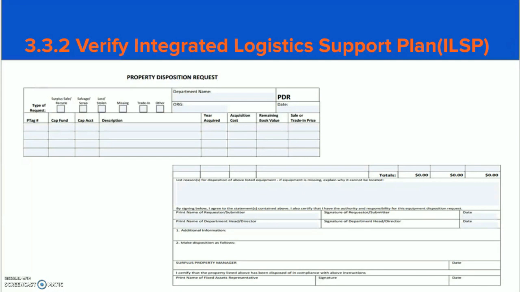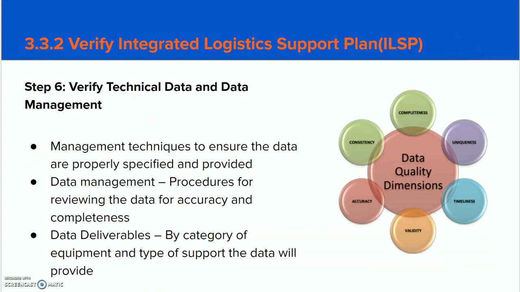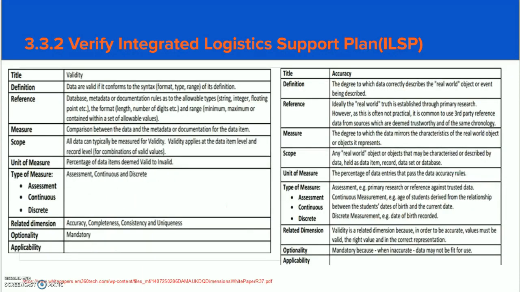The person responsible for filling it out will need to include information such as equipment or part tag number, description, person requesting the removal, person who authorized it, and the process of the disposition of this equipment or material. Step 6. Verify technical data and data management. Management techniques to ensure the data are properly specified and provided, which includes data management and data deliverables.